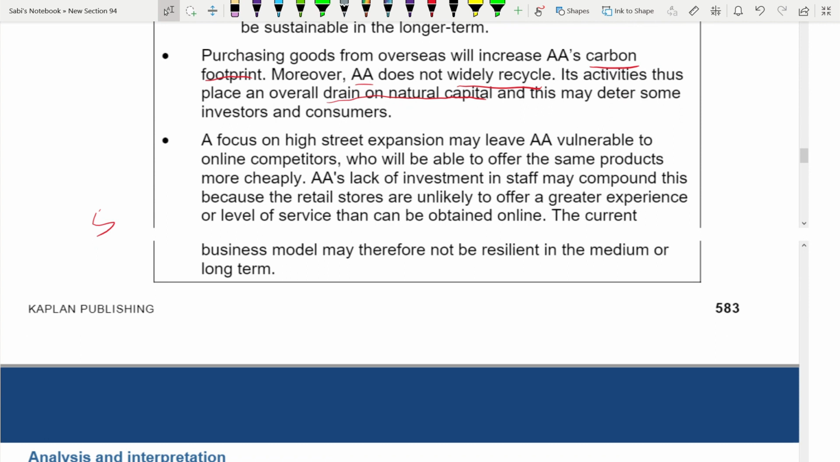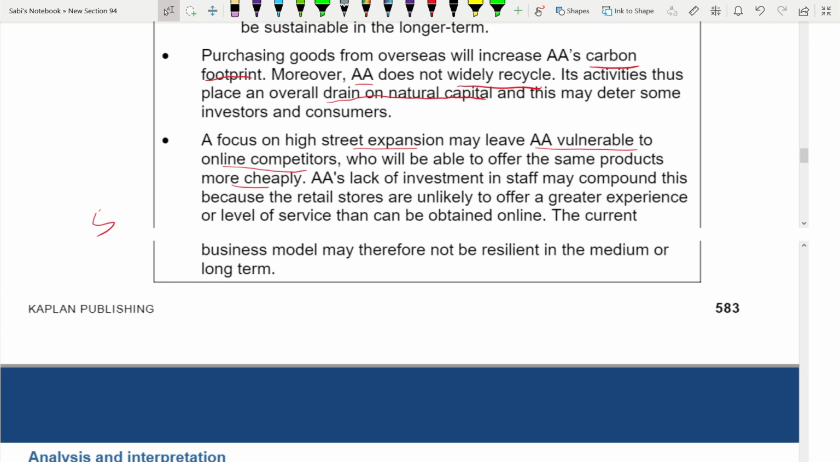It's about the business model. A focus on high street expansion, they are planning to expand on the high street, may leave them vulnerable to online competitors who will be able to offer the same products more cheaply. You see, because you are focusing on high street expansion, meanwhile competitors will focus on the online, so they will get online customers more than you could. Rather, you could have expanded online, right?